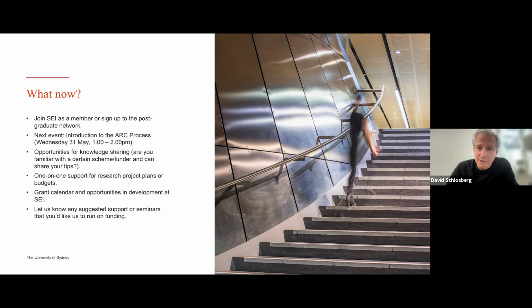And then, you know, it's not just a one-way thing. If you've got some knowledge, if you know an agency or someone looking for research, come and talk to us. We can help build teams and help you develop projects. And as we said, we will be developing this sort of grants calendar. So we should have in the near future a more easily accessible set of resources for folks.